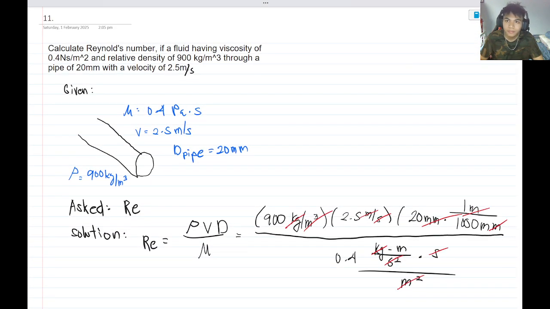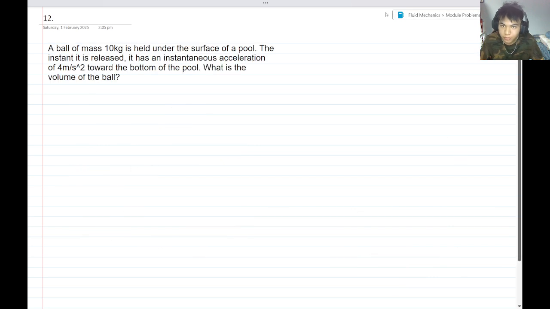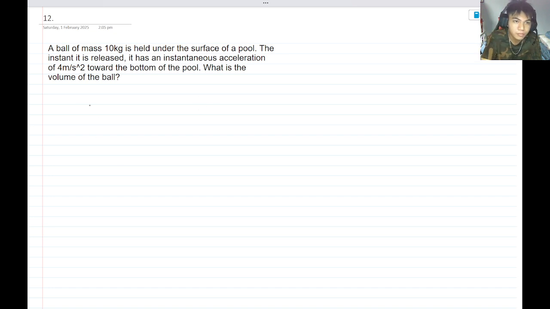Moving on. 2 more problems. Okay, for number 12, a ball of mass 10 kilograms is held under the surface of a pool. The instant it is released, it has an instantaneous acceleration of 4 meters per second squared toward the bottom of the pool. What is the volume of the ball? Now, I think we can apply buoyancy, Archimedes principle. So, let's denote our given, and let's illustrate na din.